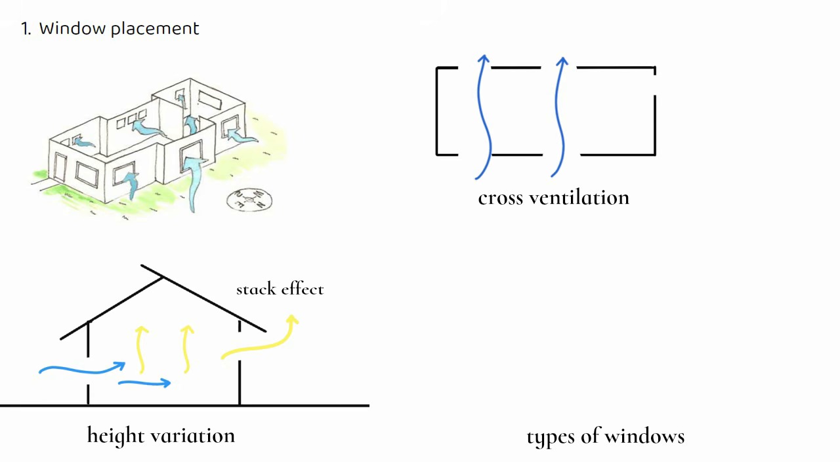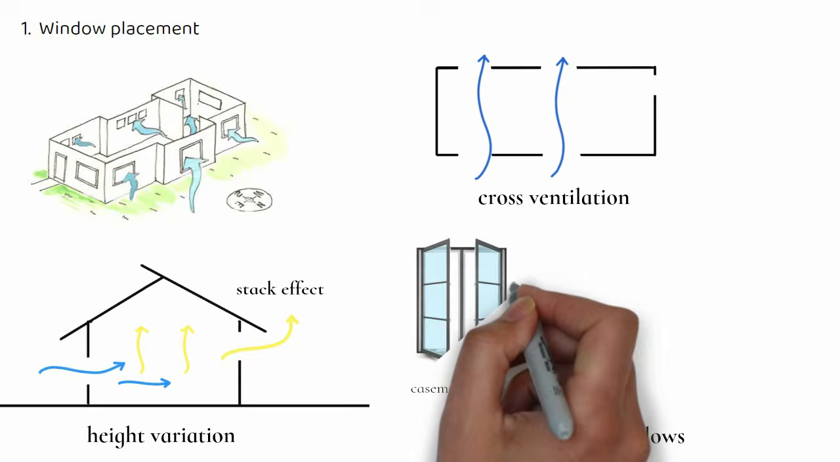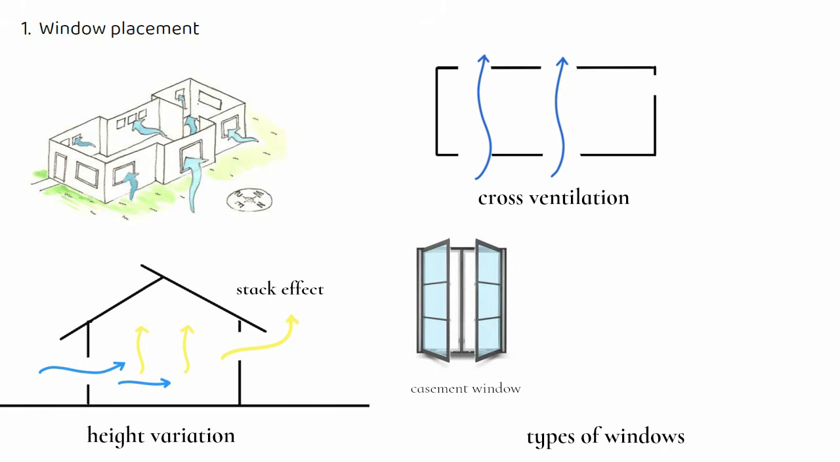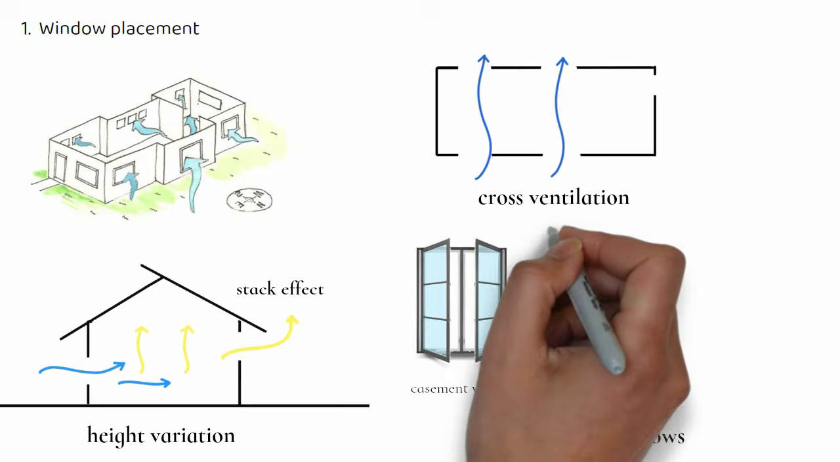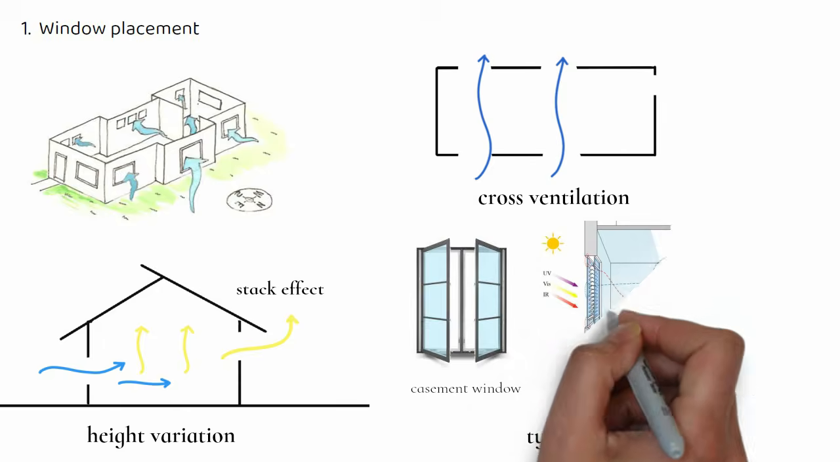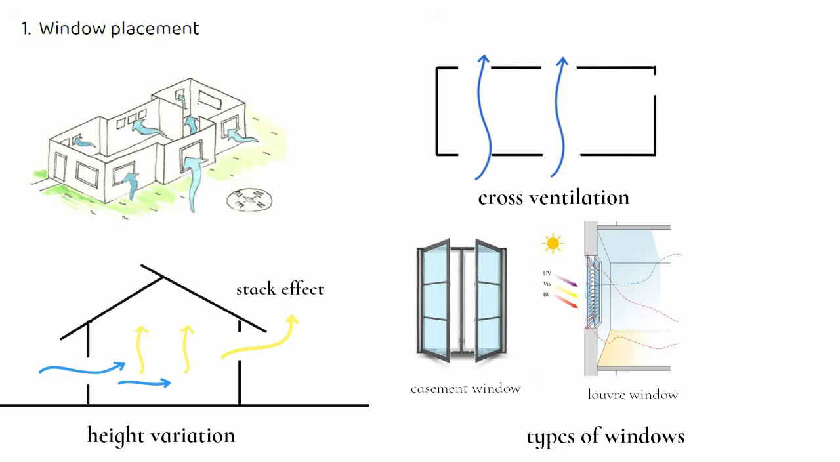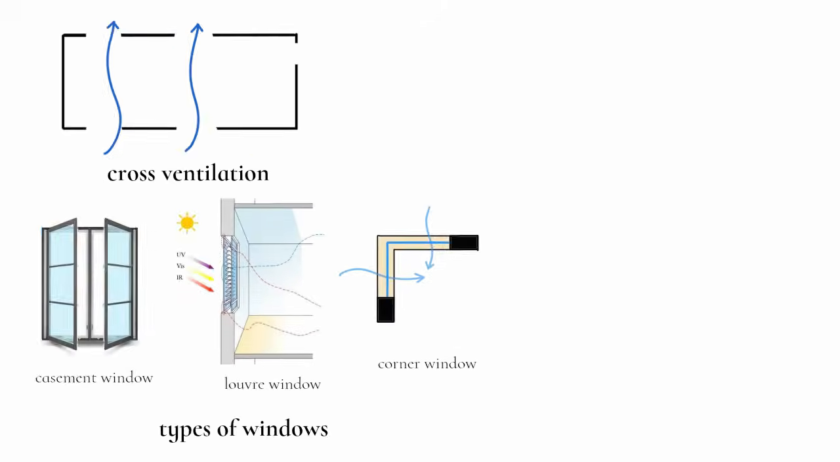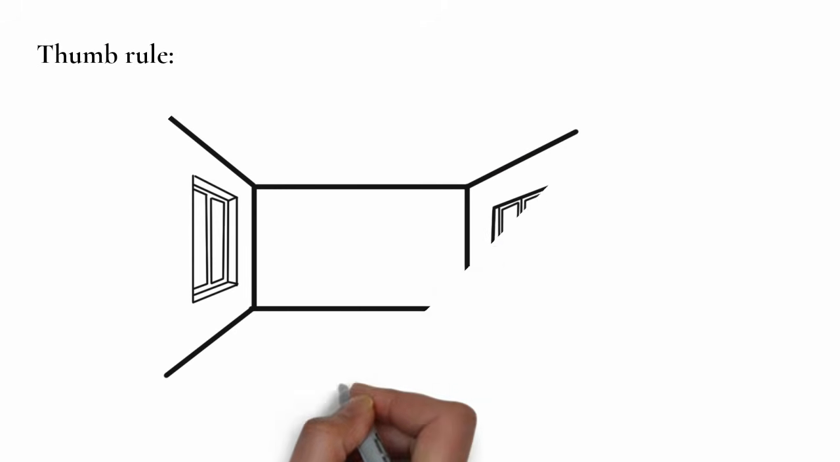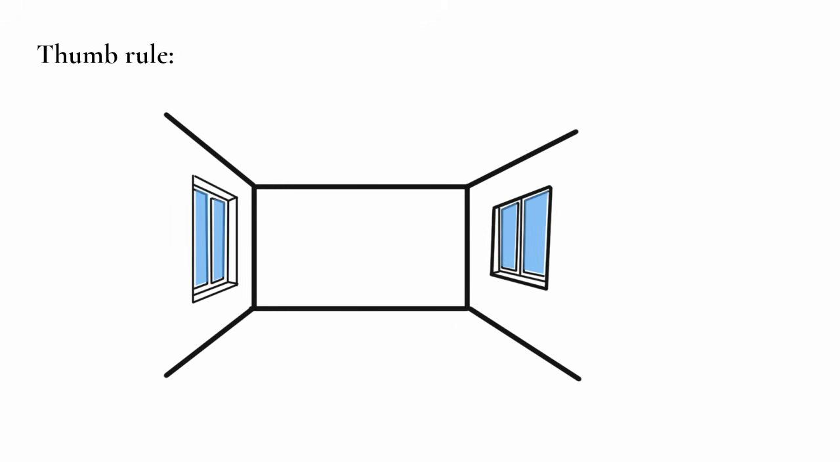Types of windows. Casement windows, which are hinged, catch more wind than sliding types. Louvered windows allow controlled airflow even when partially closed. Corner windows capture breezes from multiple directions. Rule of thumb: window area for ventilation should be 20 to 30% of floor area in warm climates.